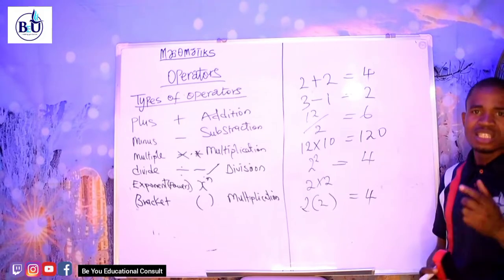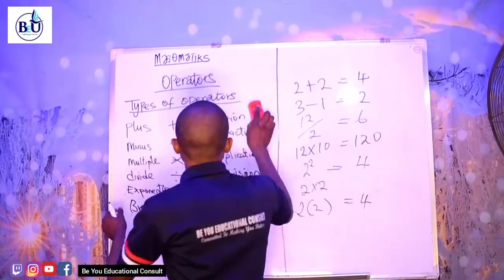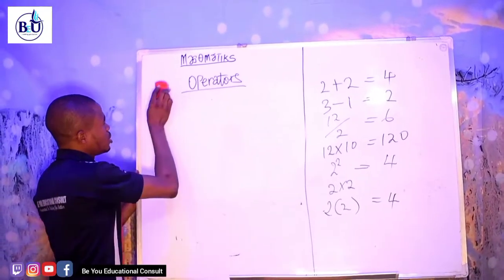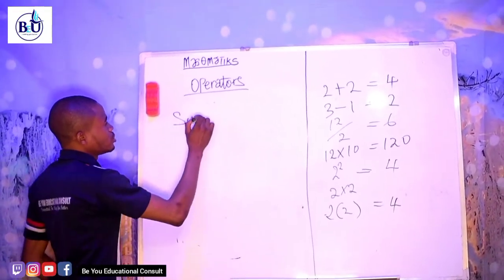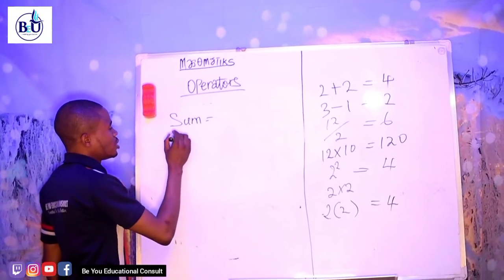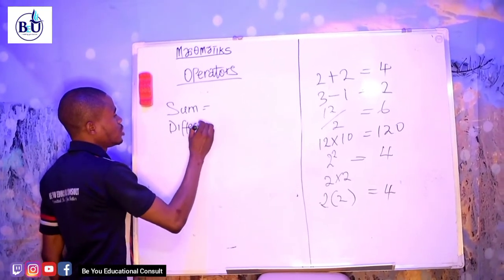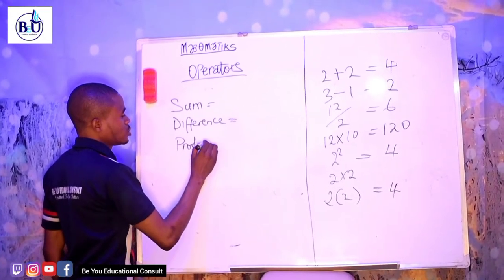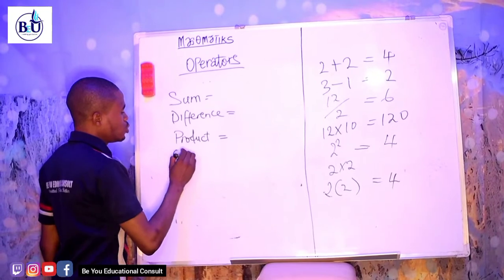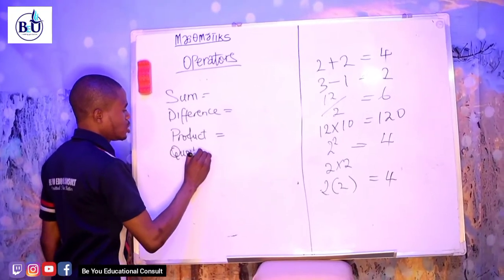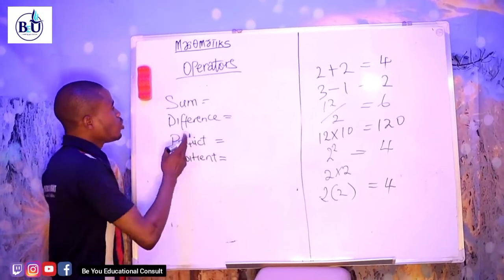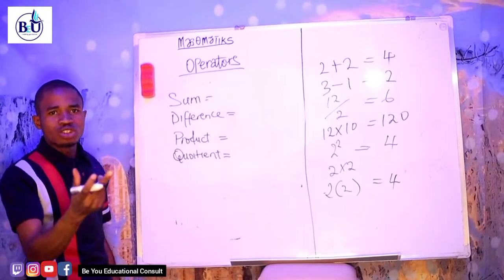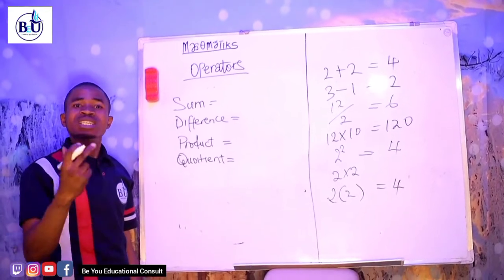So apart from that, before I end this lesson, I want to teach you one more thing: sum, difference, product, and quotient. So what is sum? Sum is the answer you get after addition. People say it's addition. No, sum is not addition. Sum is the answer you get after addition.